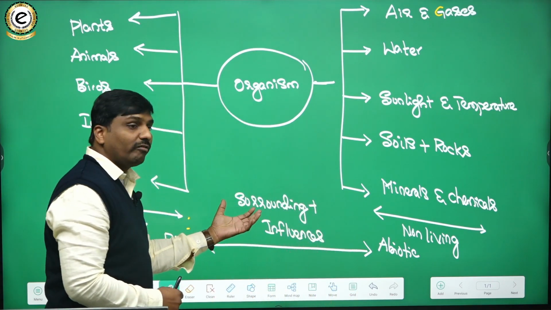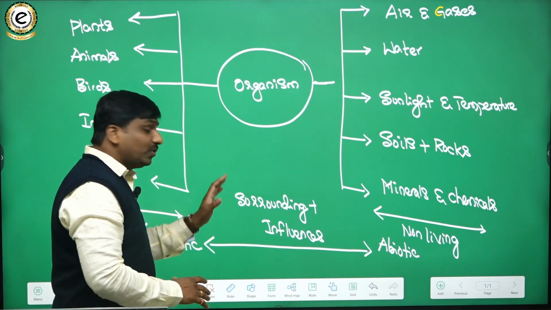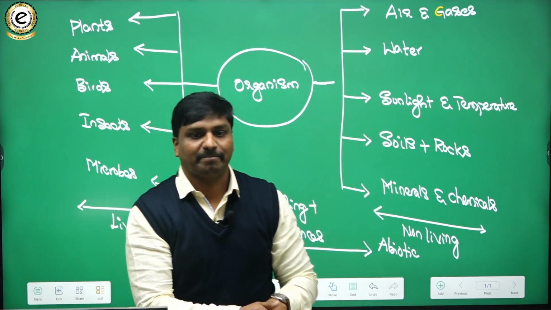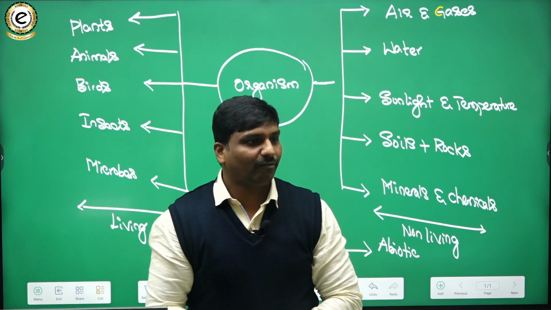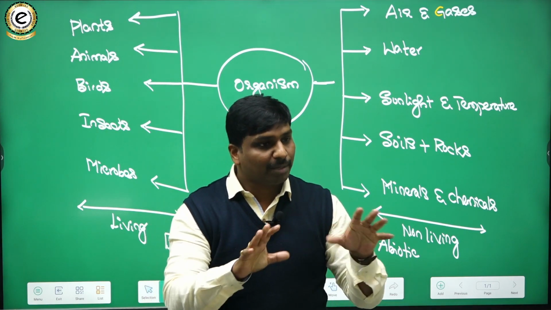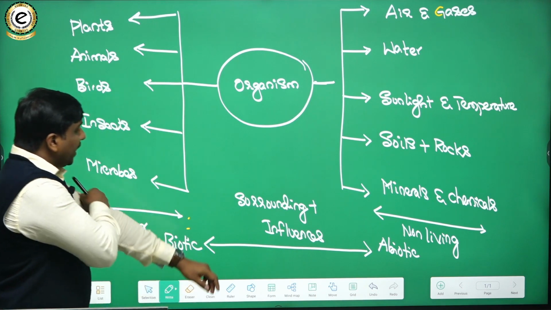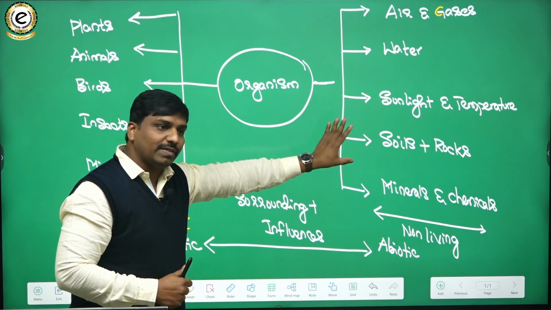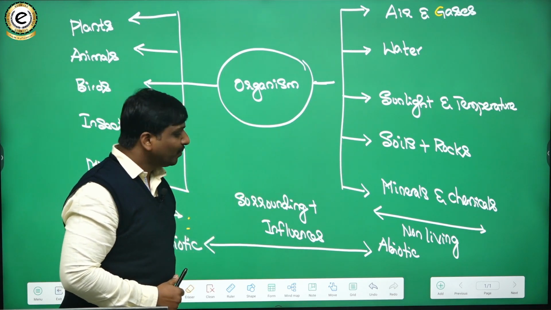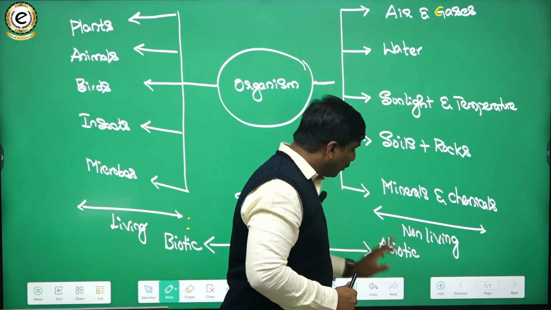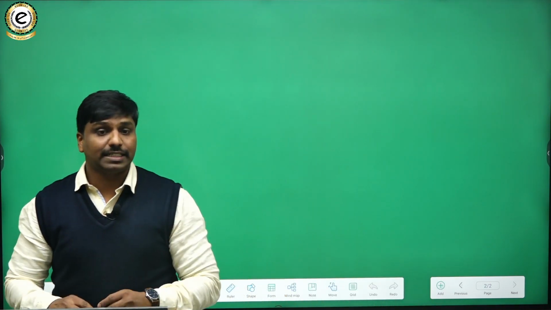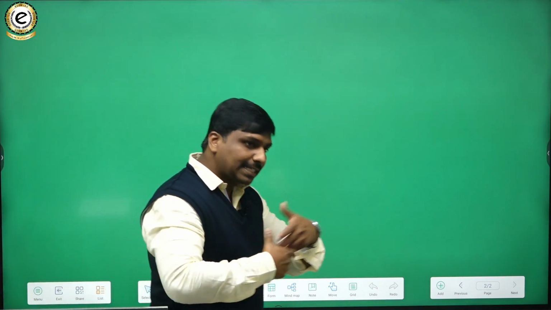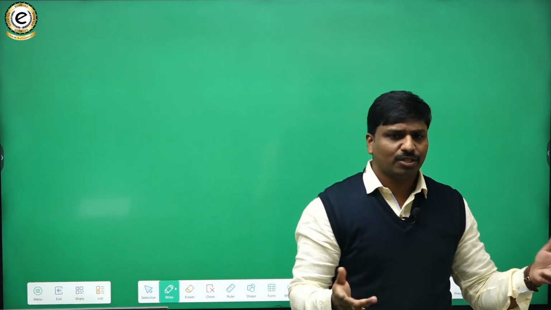So we can say that environment is nothing but the sum total of all the biotic as well as abiotic factors that surround an organism. So this is how we can also define environment. Is that clear? You have to remember this. And here we are saying that an organism will have the influence of the biotic as well as abiotic components. So when an organism is getting influenced by its surroundings, will it show a kind of response to that? Obviously it will show a response.